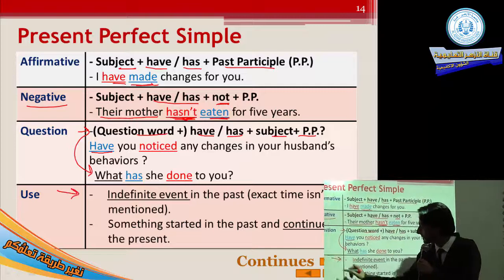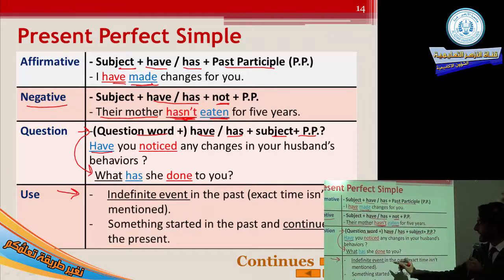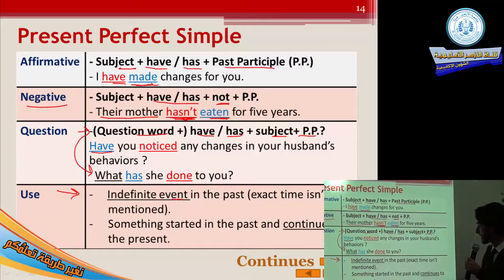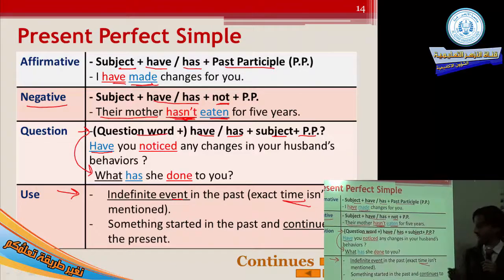Use. We use it first to express an indefinite event in the past. Exact time isn't mentioned, opposite to the past simple.